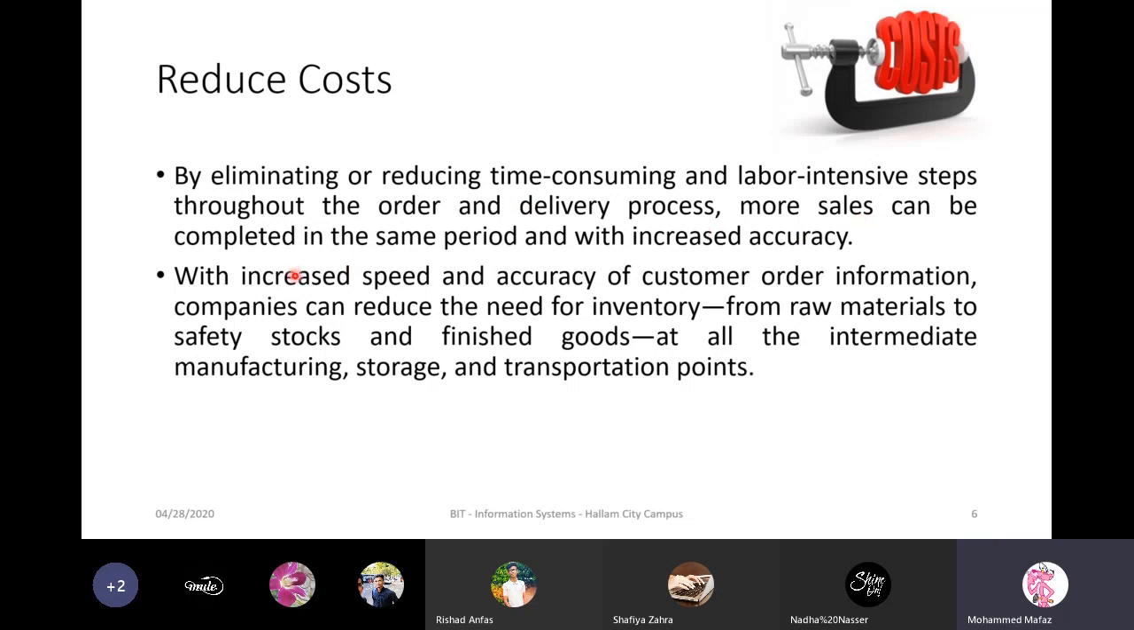சேல்ஸில். It increased speed and accuracy of customer order information. Companies can reduce the need for inventory. இது இன்னொன்று inventory, from raw materials to safety stocks and finished goods at all the intermediate manufacturing, storage and transportation points.